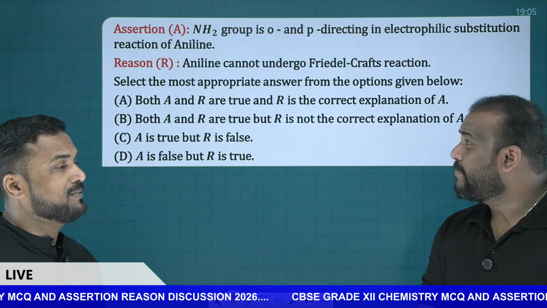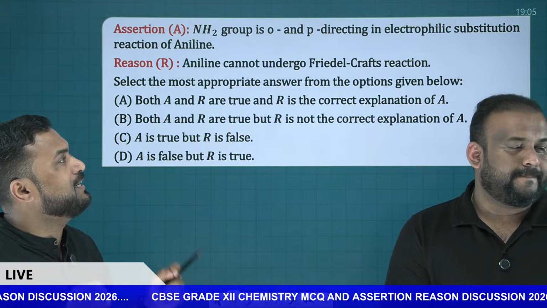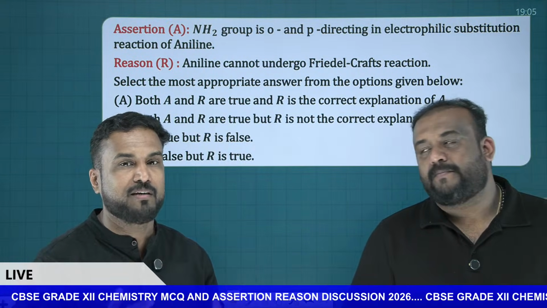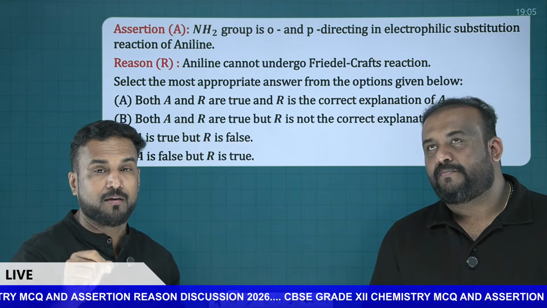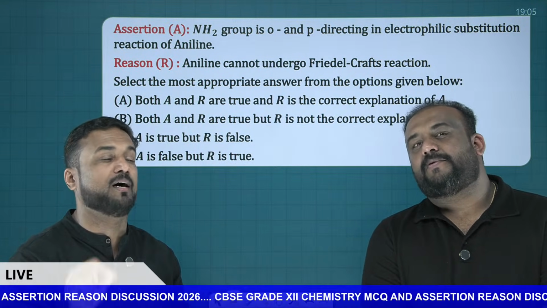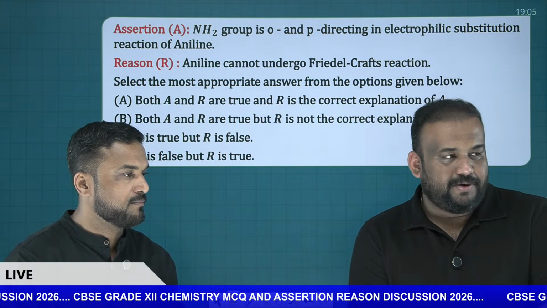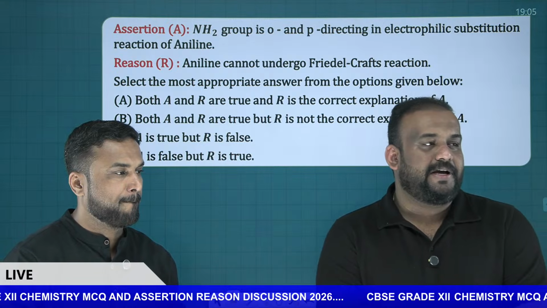Next one is assertion reason. Again, the question is: NH2 group is ortho-para directing in electrophilic substitution reaction of aniline. You know that when aniline reacts with bromine water or any other electrophile, all the ortho and para sites will be substituted. Because NH2 is a highly activating group, that's why we get all the ortho and para positions occupied by the electrophile.